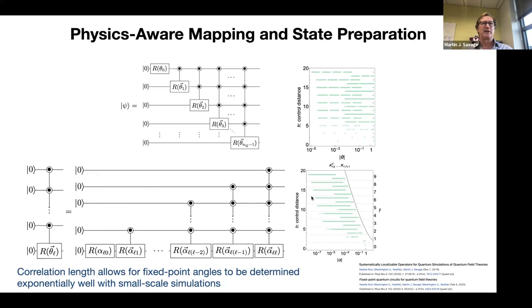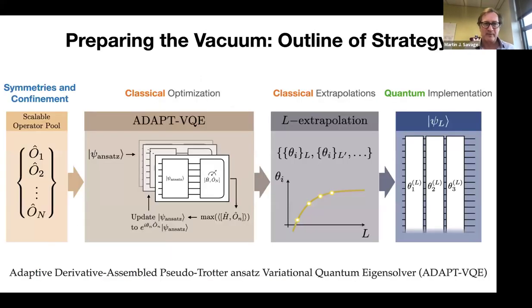And because they're exponentially converged, you can then use translation invariance to prepare a much, much larger lattice, in principle, an infinitely large lattice with only exponentially small errors. And so it was this thinking in mind that we then applied to the Schwinger model.